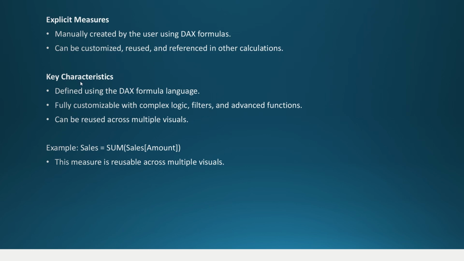So the key characteristics of an explicit measure: it is defined using the DAX formula language, of course. Fully customizable with complex logic. You can add additional filters if you would like to, and it is capable of having more advanced functions. It can be reused across multiple visuals. This is the syntax that we saw earlier as well. This is the measure that is reusable across multiple visuals.